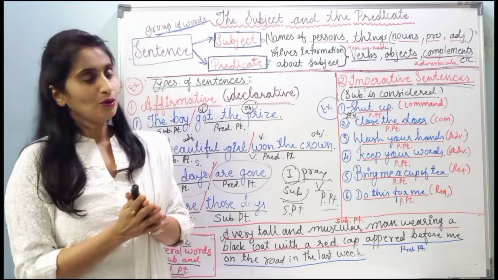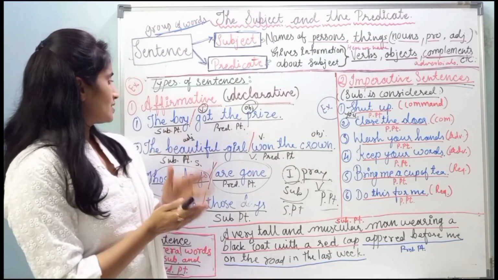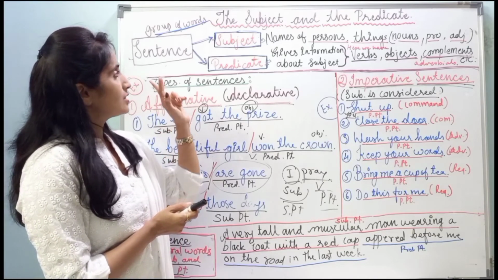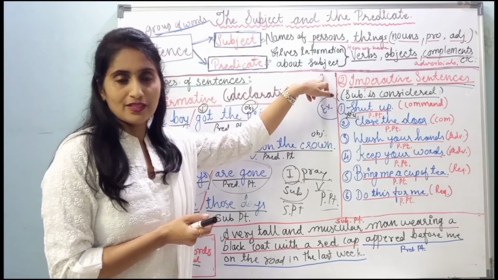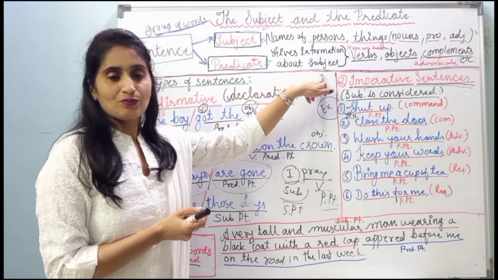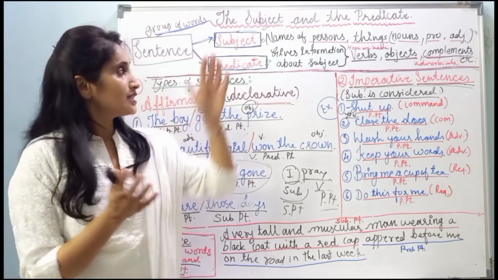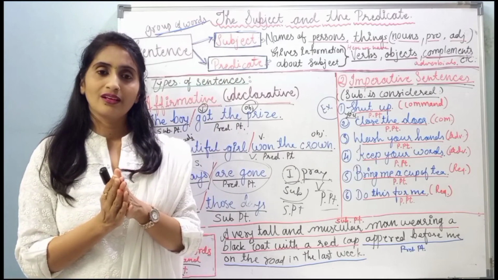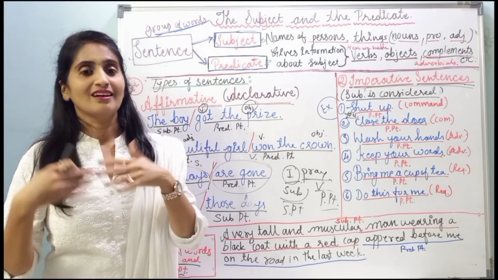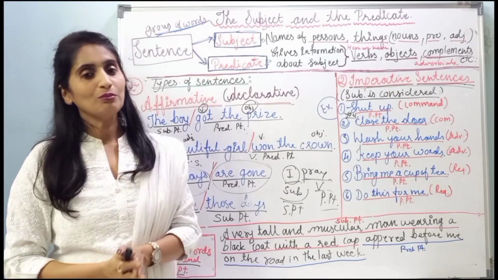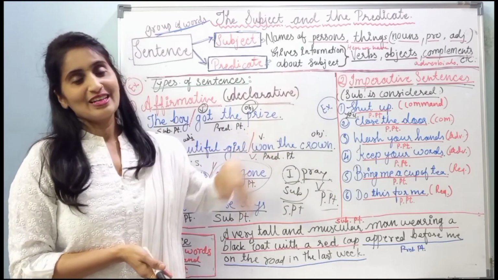Okay, so I hope that you have understood this. Today we studied only the subject and predicate part in the declarative and imperative sentences. We will study the identification of the subject and predicate part in the exclamatory and interrogative sentences in the next lecture. I hope that all these things which I have explained here are clear to you.